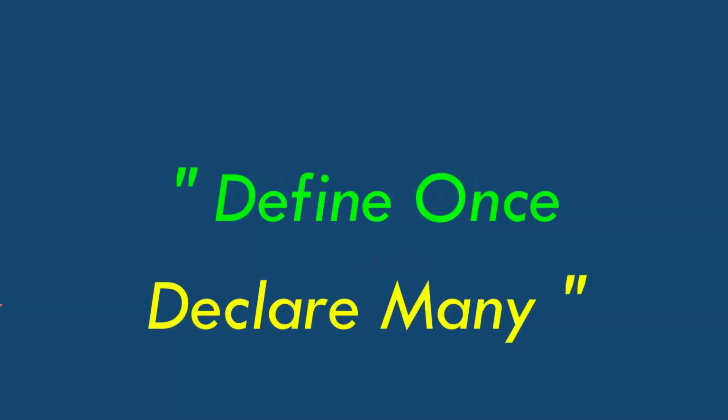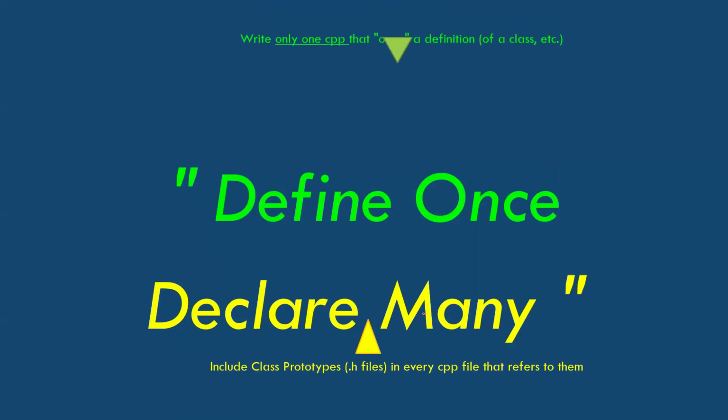So I kind of refer to it as define once, declare many. We can declare a .h file in a lot of separate .cpp files, but we really only want to have one CPP file that describes a particular class. Okay, and I'll show you what I mean in some diagrams. So think of the declaring as .h files and the defining as .cpp files.